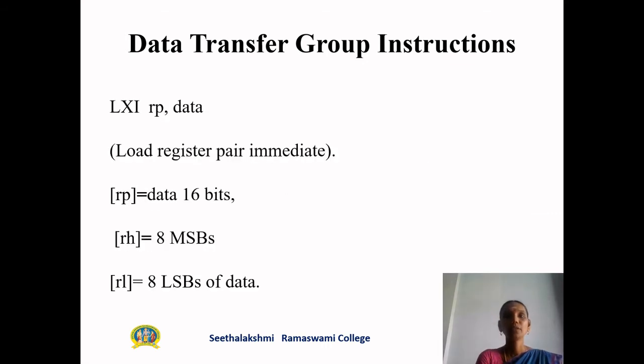The next data transfer group instruction is LXI RP, data. RP means register pair. It loads the immediate value to the register pair. The register pair is used to store 16 bits of data. The most significant bits are stored in the register RH, and the least significant bits of data are stored in the register RL. Intel 8085 has 3 register pairs: BC, DE and HL pair. These 3 register pairs are used to hold 16 bits of data.